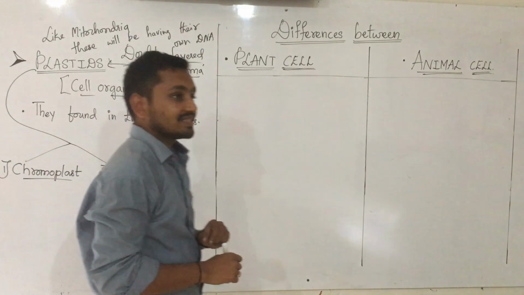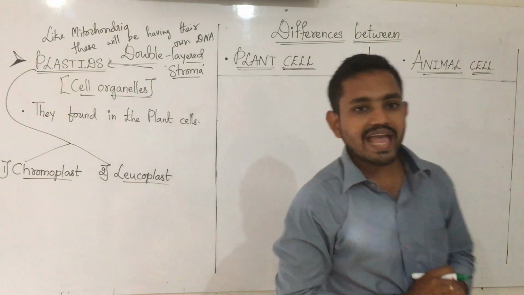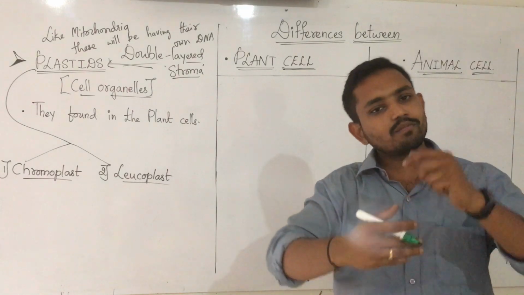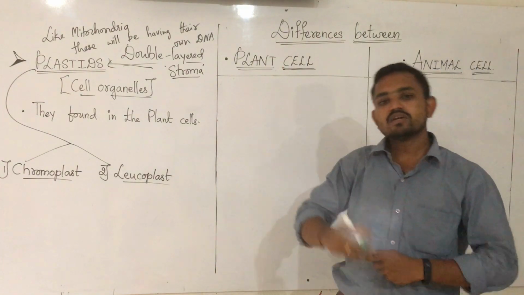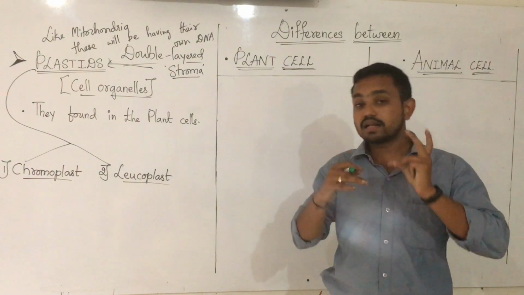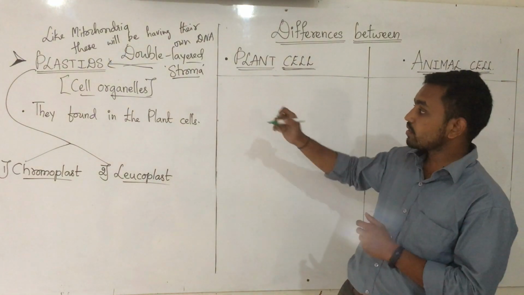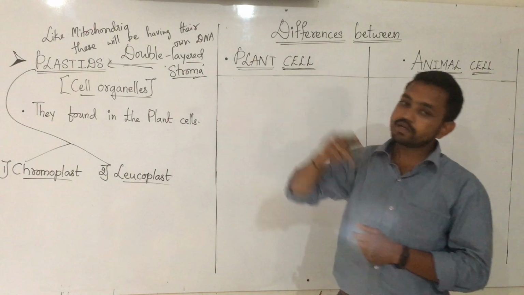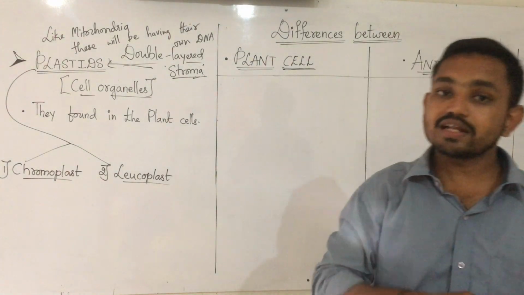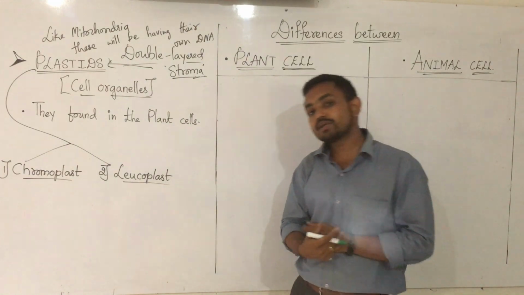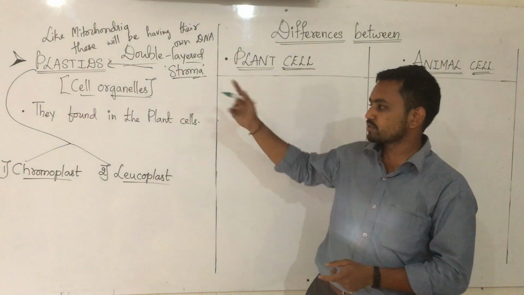So there are some interesting characteristic features. Plastids are cell organelles found only in the plant cell. They have a double layered, double membranous structure. Inside is a fluid we call the stroma, and like mitochondria, they have their own DNA, meant for the replication process.